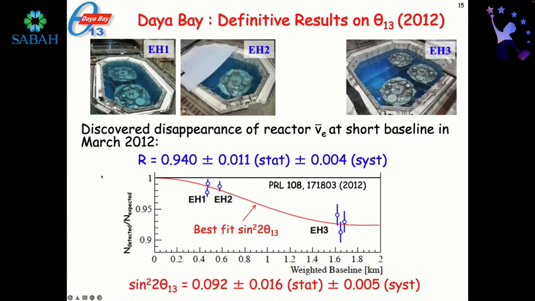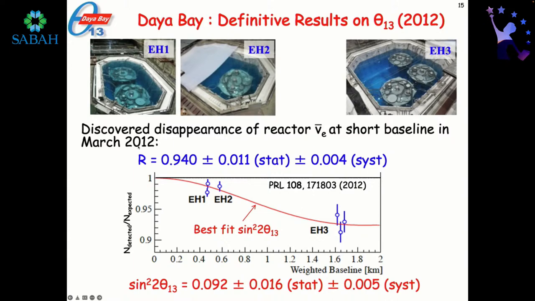Now, we started the experiment on Christmas Eve of 2011. By the time we had enough data using only six detectors, we found that some of the electron antineutrinos coming from the six reactors disappear by the time they get to our experimental halls. This graph shows you the amount of antineutrinos that disappear for the individual detectors. You can see we observe more of the antineutrinos disappear at 1.6 kilometers. As a matter of fact, we observe about 6% of them disappear.